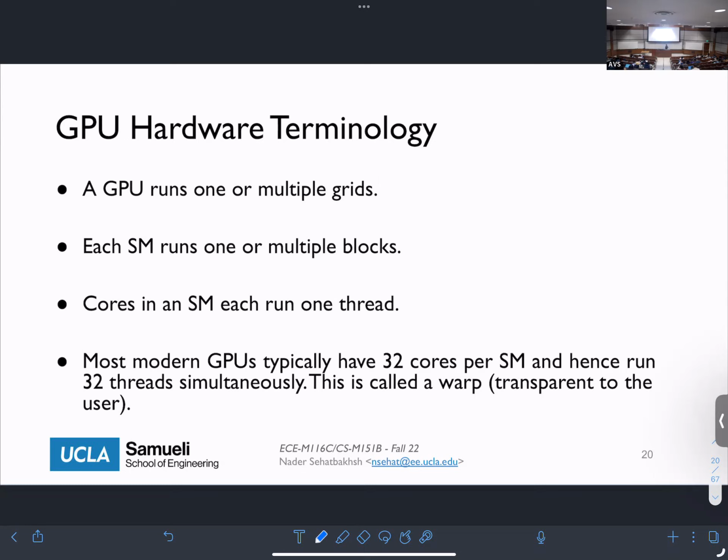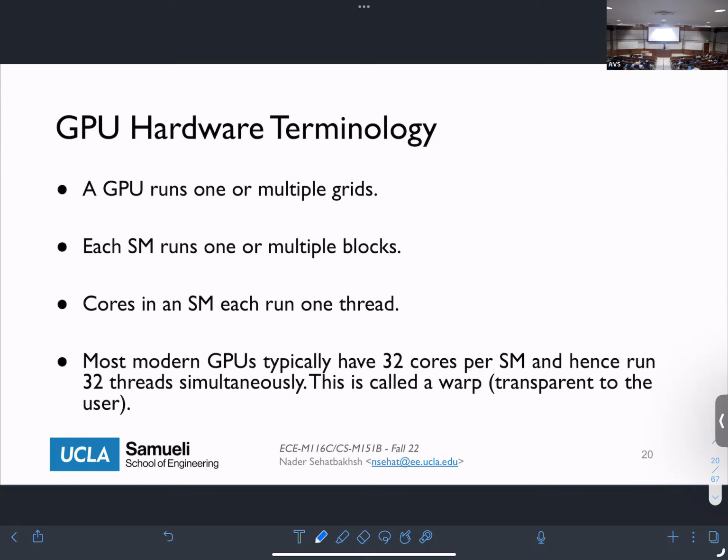Okay, so a streaming multiprocessor has cores within it. Within each SM, we typically have multiple cores, typically 32 cores per SM, and we call that a warp. A warp is the number of cores within an SM that the scheduler uses in order to run threads at the same time.